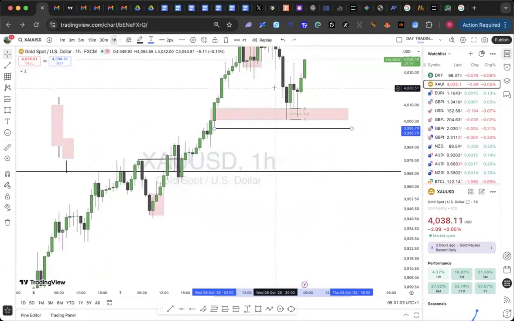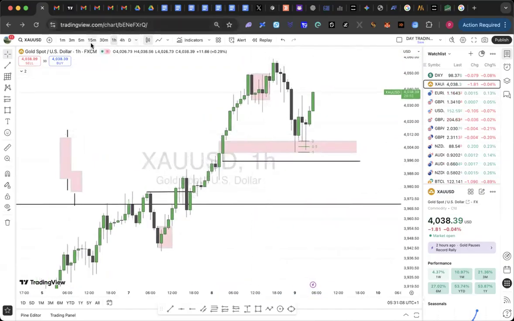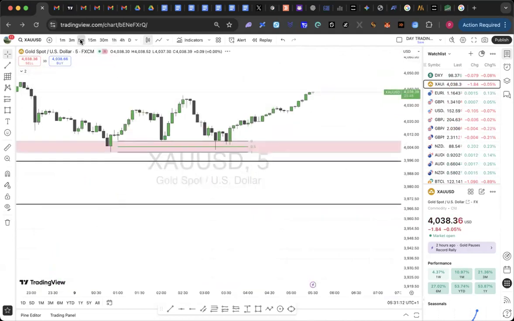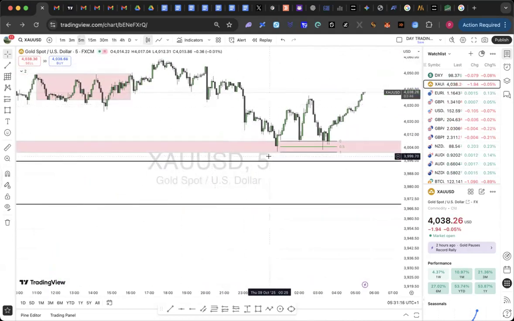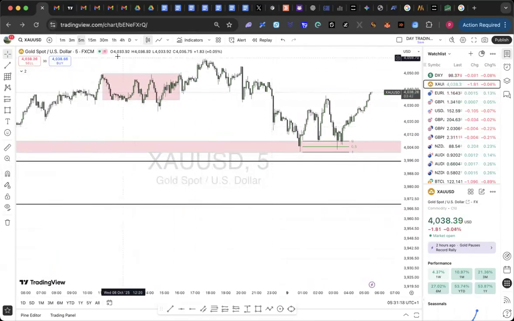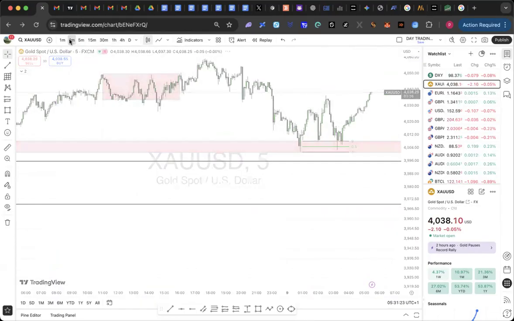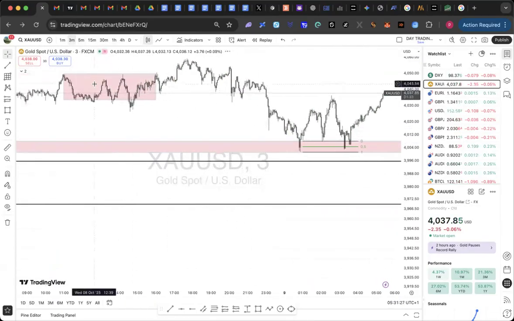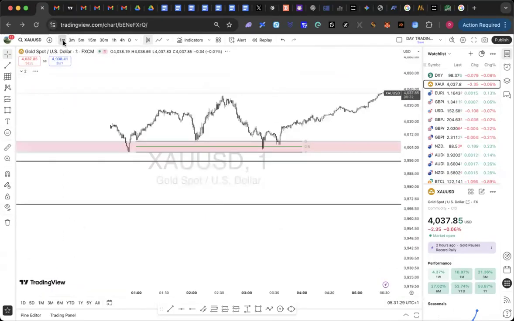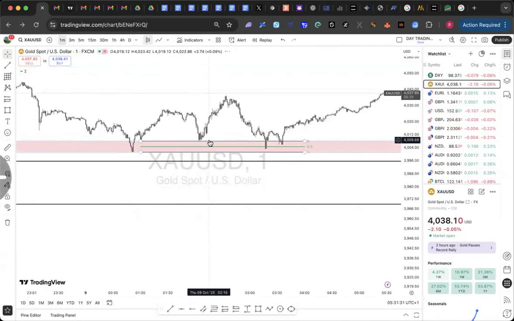So when you now find your entry, like I've said, so let's go back to 5 minutes, possibly. So you can see this is what do we call it? So you can go to 5 minutes, 3 minutes, 1 minute. This is an A plus setup. Okay, A plus setup. So let's go to 1 minute because you want to see market structure shift.